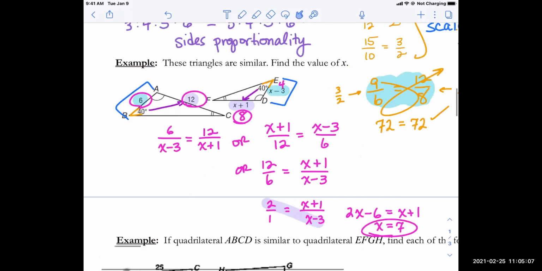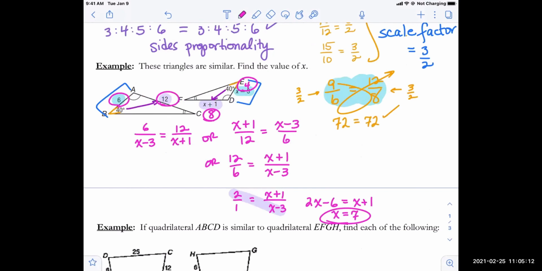Okay, now again, this scale factor compares corresponding sides in the 2 different shapes. So the scale factor on this one would not be 6 to 12 or 12 to 6. What would the scale factor be?